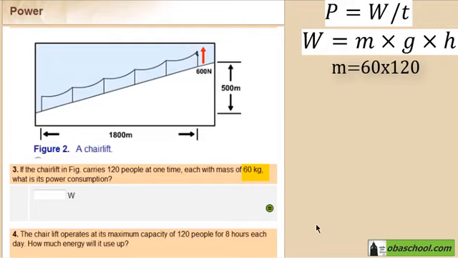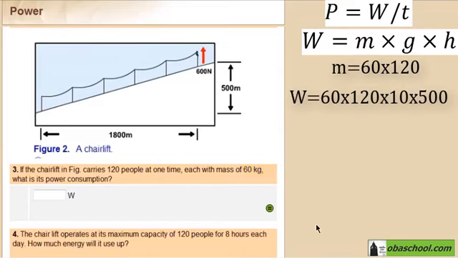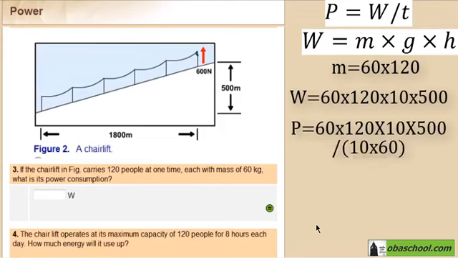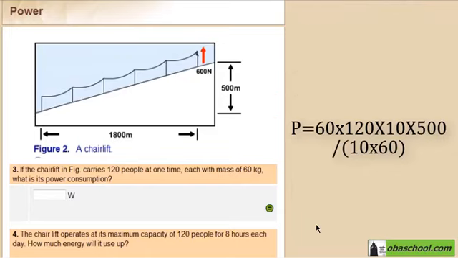So it's 120 times 60 kilograms, multiplied by the gravitational strength 10, and multiplied by the height lifted, which is 500 meters. Then the power is this energy divided by the time taken, which is 10 minutes, converted into seconds by multiplying it by 60. Then the equation becomes 120 multiplied by 60 kilograms multiplied by 10 multiplied by 500 meters, divided by 10 times 60. The answer is 60,000 watts.